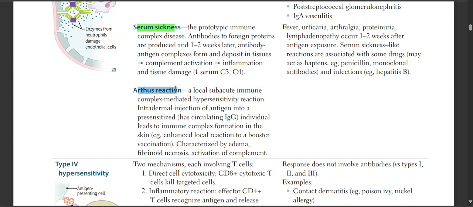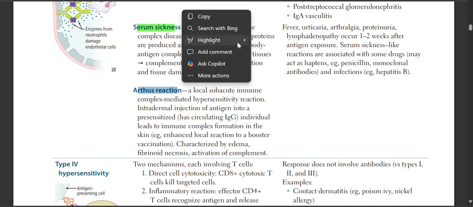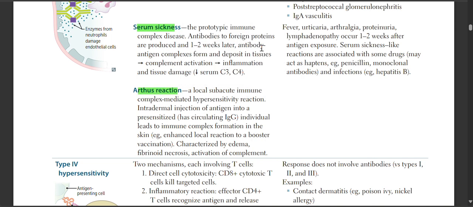Then we have Arthus reaction. Now, Arthus reaction, that is also something similar. There's one thing that you need to remember for Arthus reaction is that it's local, in a specific area, and the reason why it's local is because it's in the skin, so it doesn't really have space to go anywhere. That's why.